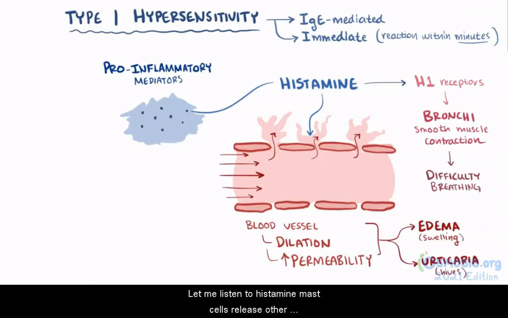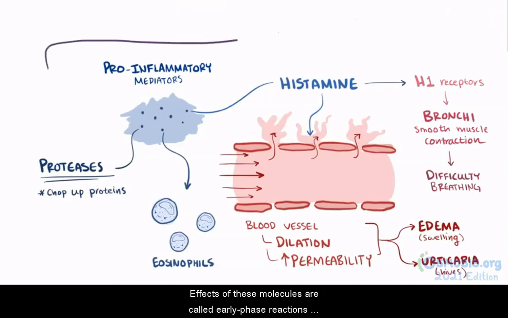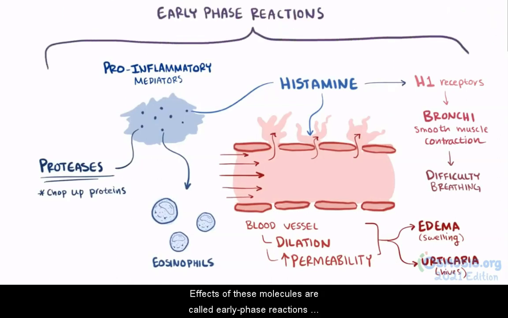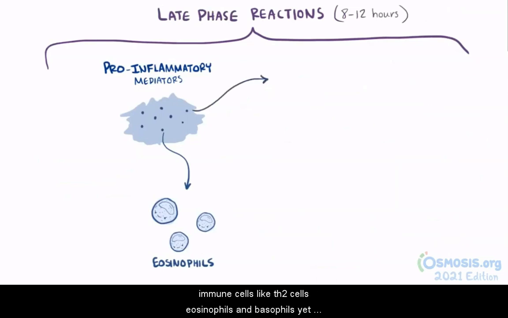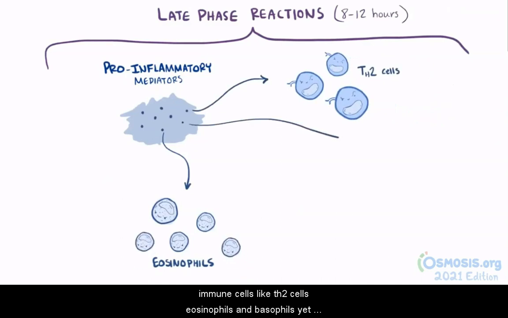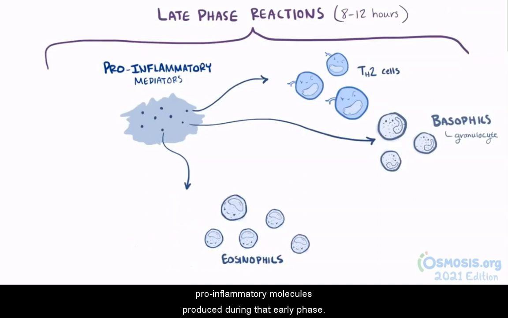In addition to histamine, mast cells release other pro-inflammatory mediators, including some that activate eosinophils and proteases, which chop up large proteins into small peptides. The effects of these molecules are called early phase reactions, and they happen within minutes of the second exposure. There are also late phase reactions, though, which happen 8 to 12 hours after the second exposure, where even more immune cells like Th2 cells, eosinophils, and basophils, yet another type of granulocyte, are recruited to the site where the allergen is located, because of the cytokines and pro-inflammatory molecules produced during that early phase.